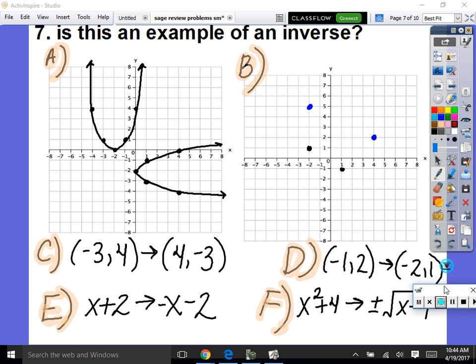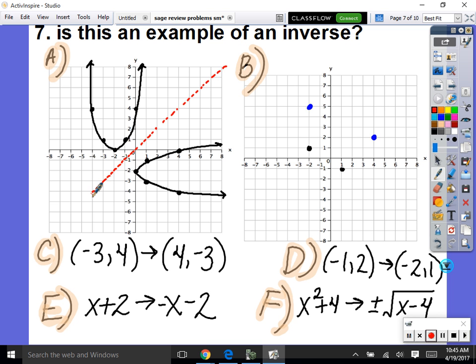Okay, so next one: is this an example of an inverse? What they'll say on the state test is click on all of the ones that are examples of inverses. Well, let's talk about it, because maybe these examples are easier than the ones you might see. Remember, we can determine if things are inverses if they're a reflection over y equals x, right, everybody? A reflection over y equals x will make it an inverse.